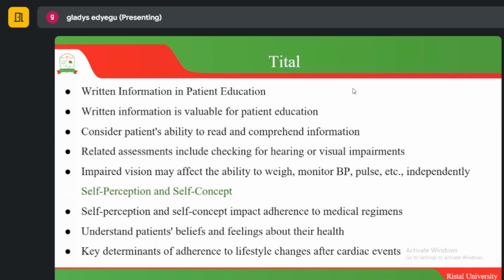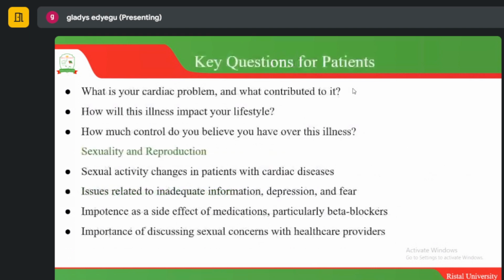So, key determinants of adherence to lifestyle changes after cardiac events. You should also try to talk to them to understand the determinants of how they're supposed to adhere to this kind of lifestyle, because they have no other option. Most of these conditions are for life. So you have to talk to them and encourage them.